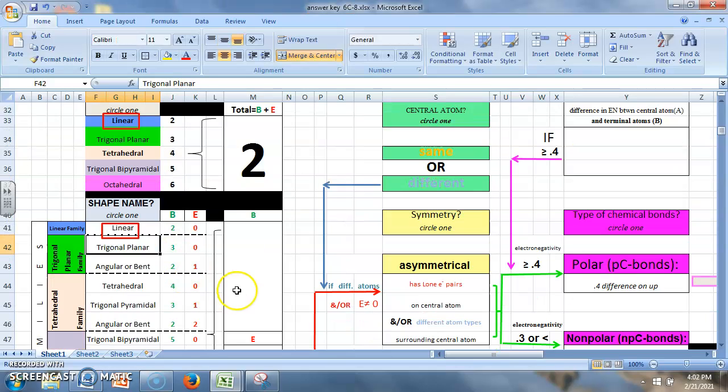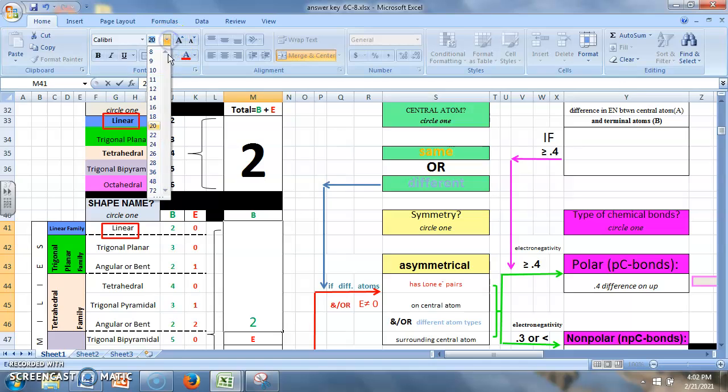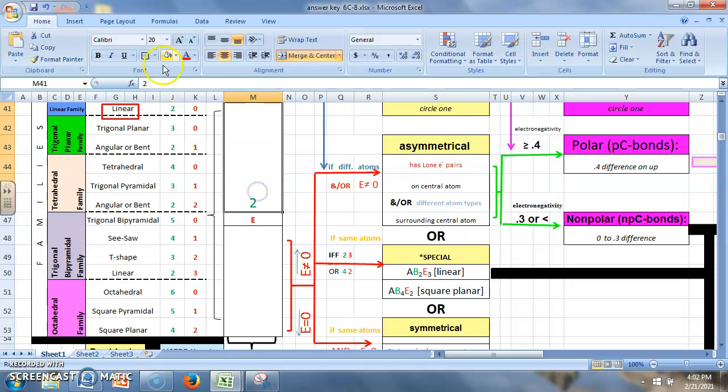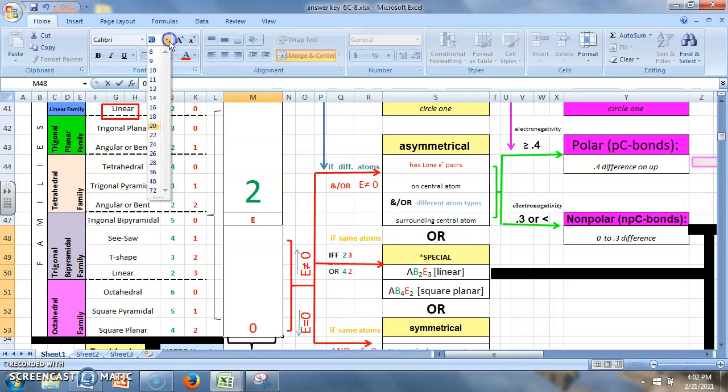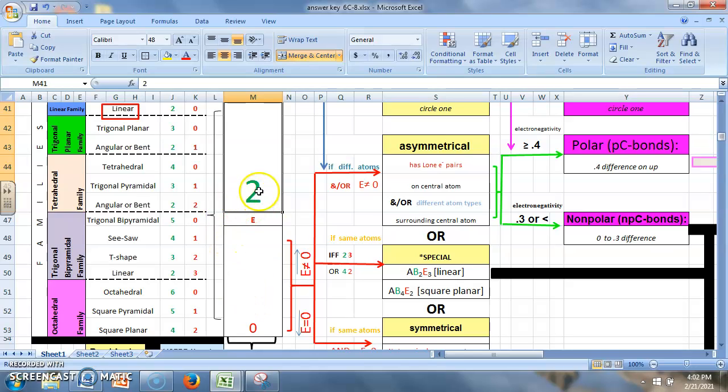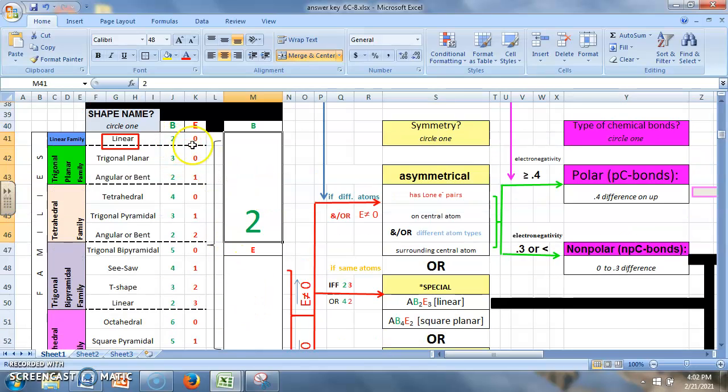So the shape family is linear, and the name of the shape's linear, and that means it's a 2, 0, which we already learned it is a 2, 0. So I'll put 2 right here. There are 2 bonded atoms around the central atom, and there are no lone pairs on the central atom. So I'll go ahead and put no lone pairs. That is a 2, 0. 2 for my B, 0 for my E, which makes sense. There's my 2, 0. I'm linear.